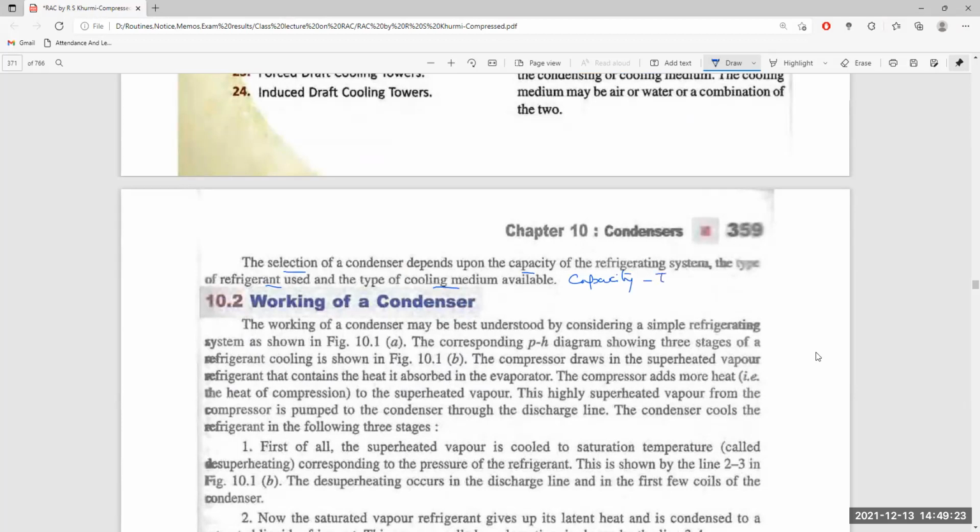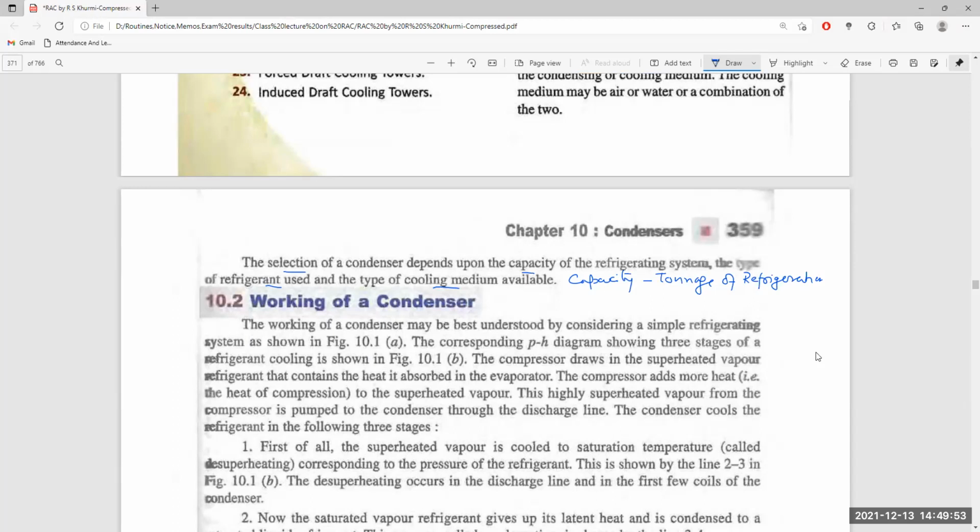Or tonnage of refrigerant? So, how much refrigerating effect, how much amount of heat is supposed to be removed in the evaporator? That is the capacity of the refrigerator. That is converted into tonnage of refrigerator. So, the higher the tonnage, the higher the selection of the compressor, and the higher the heat to be removed in the condenser.